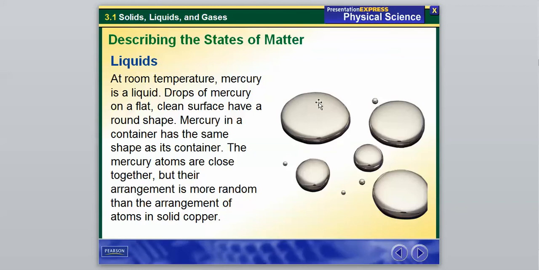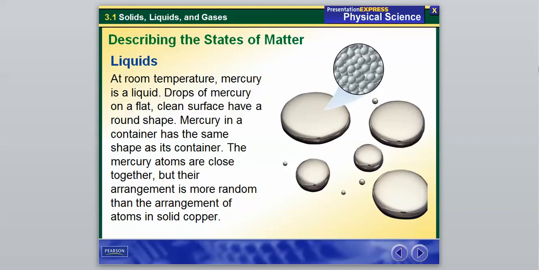If we just poured it out onto a flat surface, this is what it looked like. However, if we would take this same mercury and pour it in a container, it would have the same shape as its container. The atoms are close together, and that's on the next slide. Yeah, there you go. Again, the atoms are really close together, but their arrangement is more random than the arrangement of atoms in solid copper. The atoms are still pretty close together, however, they're in a little more random arrangement, and that's what allows the liquid to take the shape of whatever container it's in. It's because its atoms are a little more random than what we find inside of a solid.